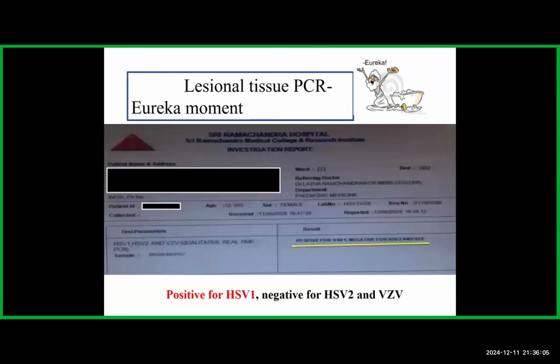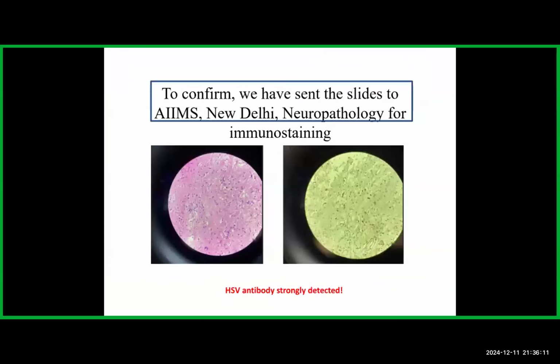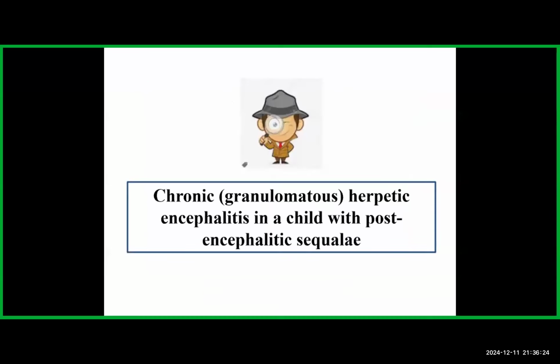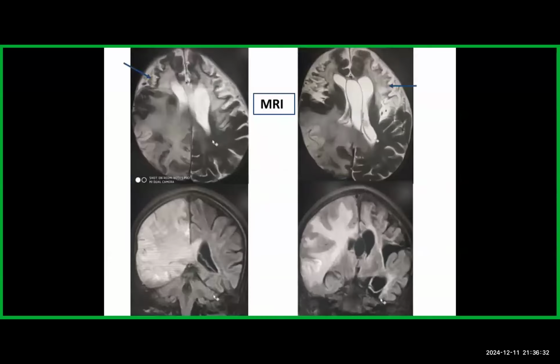This was the eureka moment for us. We were able to detect HSV1 antigen in lesional tissue PCR. To confirm the diagnosis, we sent the slides to AIIMS neuropathology for immunostaining. HSV antibodies were strongly positive. Hence, we made the diagnosis of chronic granulomatous herpetic encephalitis in a child with post-encephalitic sequelae. I request Ranjit sir to lead the discussion further.